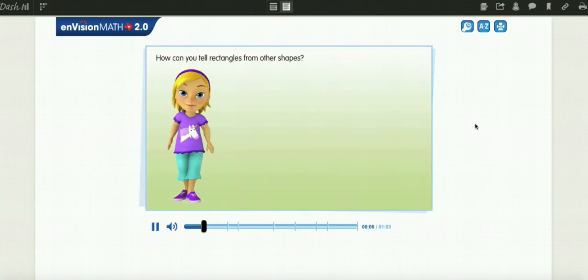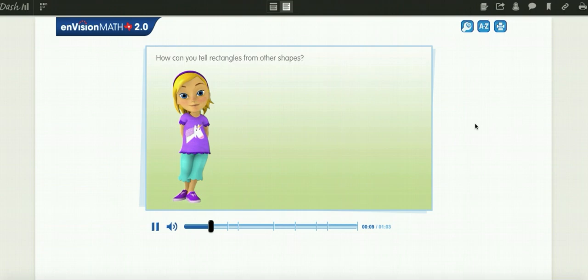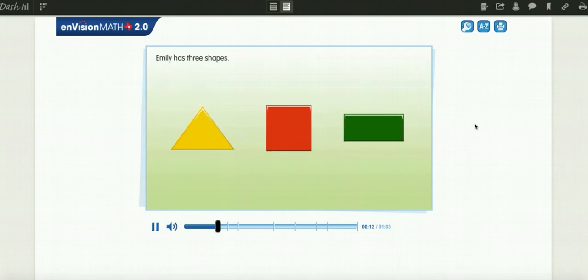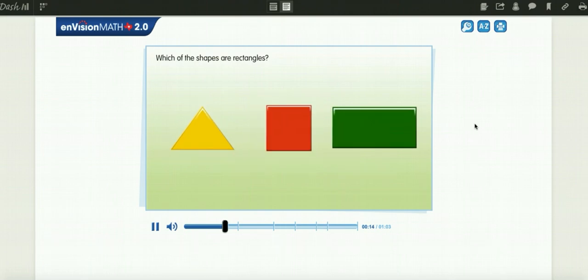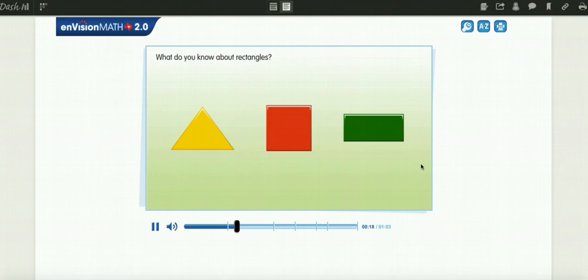How can you tell rectangles from other shapes? Emily has 3 shapes. Which of the shapes are rectangles? What do you know about rectangles? Rectangles have 4 sides and 4 corners. Emily crosses out the first shape. How does she know this shape is not a rectangle? Because it does not have 4 sides and 4 corners.